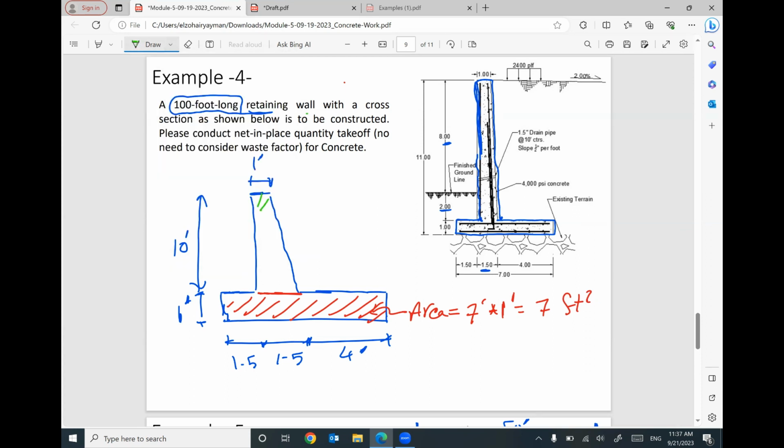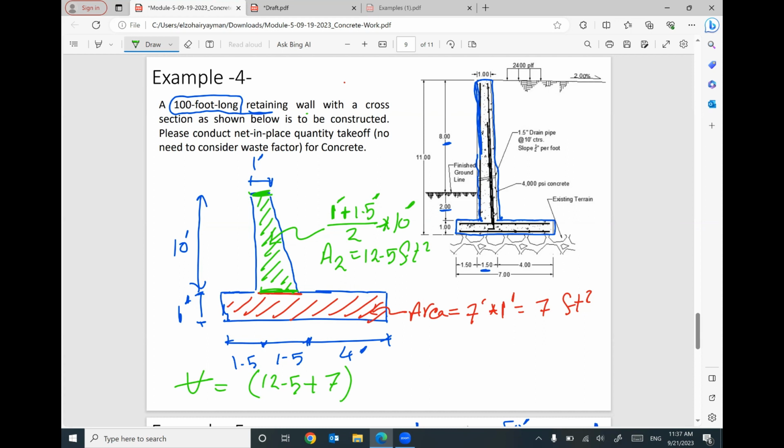The second area, which is the area of this one, I think it's a trapezoid. So we can say 1 foot plus 1.5 feet divided by 2, this length plus this length divided by 2, times the height in between, which is 10 feet. So I can figure out the area number 2. It will be 2.5 divided by 2 times 10. I got 12.5 square feet.